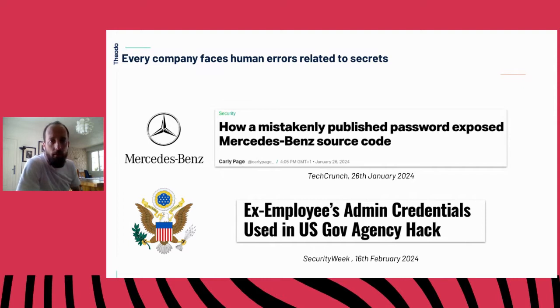For example, in January, Mercedes leaked some source code after exposure of a GitHub token. So it was a simple human mistake, and all the security that had been built by Mercedes crashed instantly, and all the source code of Mercedes-Benz was leaked. And more recently, in February, an ex-employee's admin credentials for a US government were leaked and used for an attack. We don't know yet the blast radius of this attack, but it's a major one. So even big companies have problems resolving this secrets management thing.